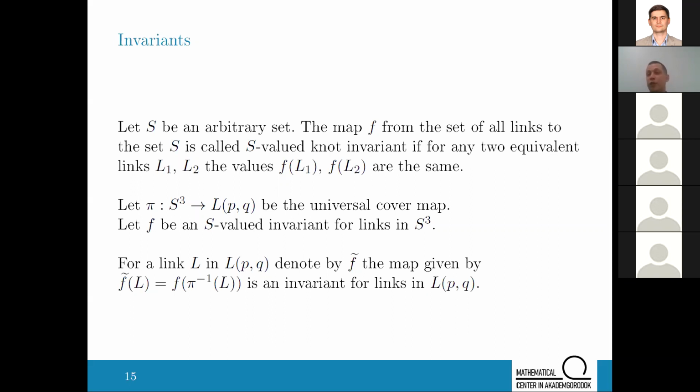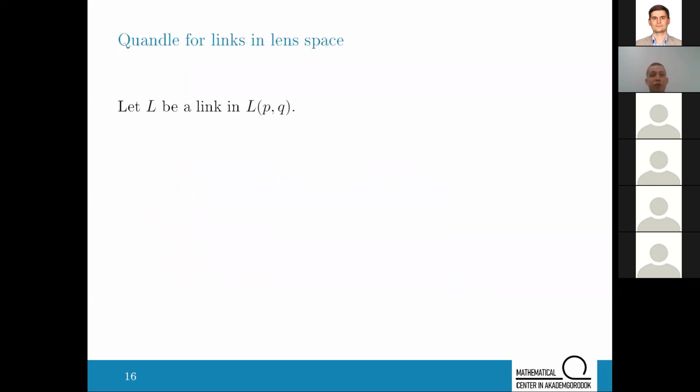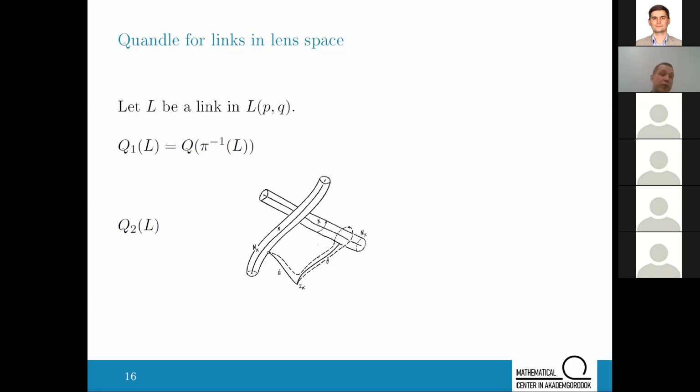And there are two ways of constructing quandles for links in lens spaces. First is the way which I just introduced: look at the full preimage of the link and calculate the quandle introduced by Joyce and Matveev. The second option is to use the geometric interpretation of a quandle, but now it's important that these paths and these loops are inside the lens space. So it's like a geometric interpretation of a quandle inside the lens space. It seems like these are different definitions of a quandle, but these two definitions are equivalent. So these two quandles are isomorphic.